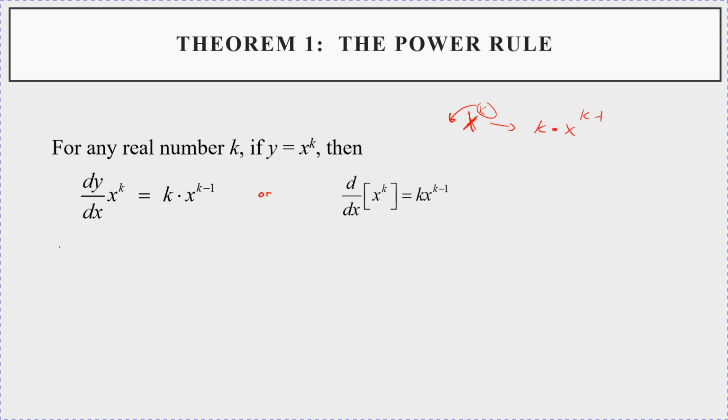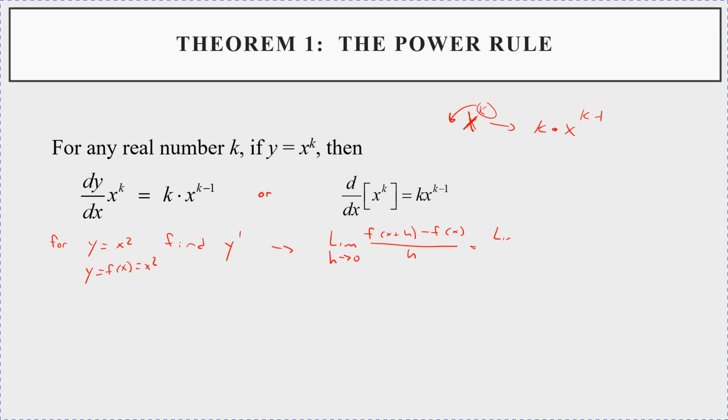Let me show you that this works. So for y is equal to x squared, find y prime, or dy dx, it doesn't matter. The way we had done this before, and here y is a function of x, was we looked at the limit as h goes to 0 of f of x plus h minus f of x all over h.